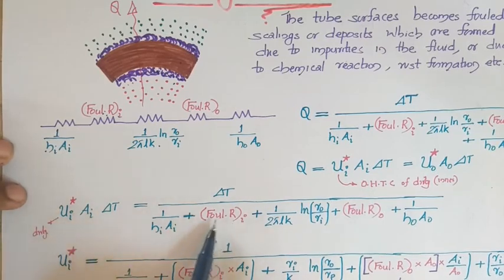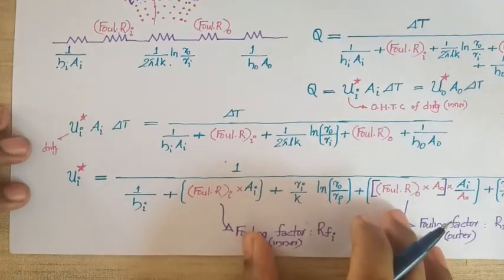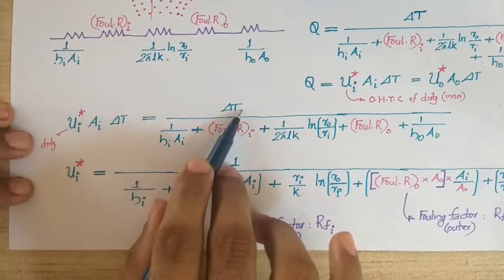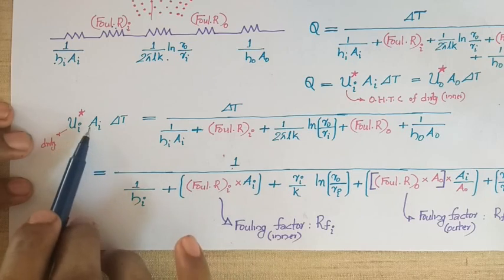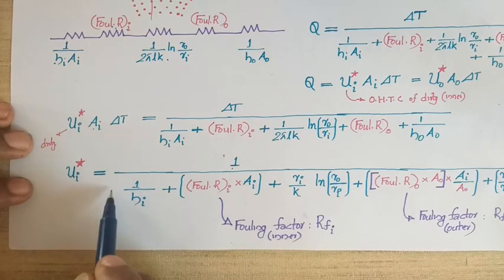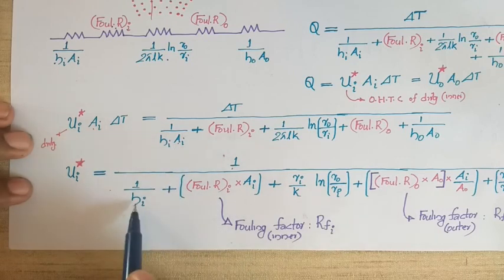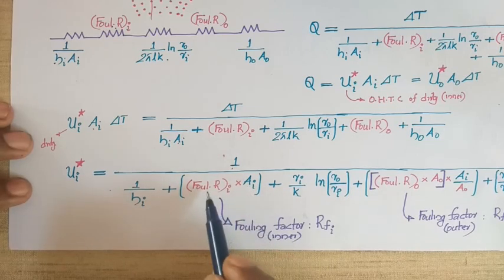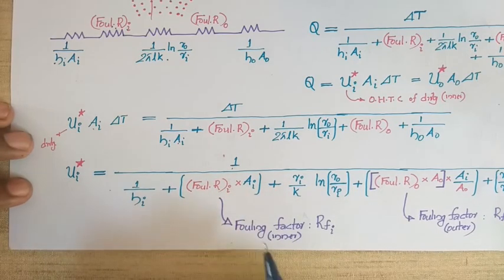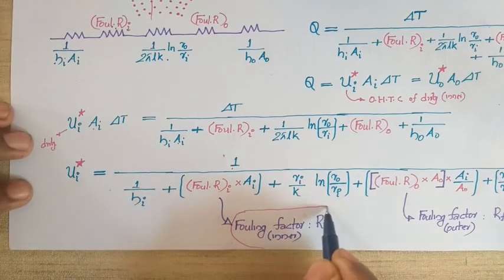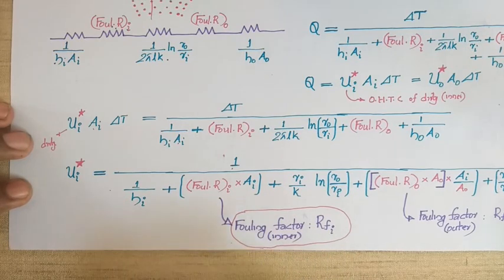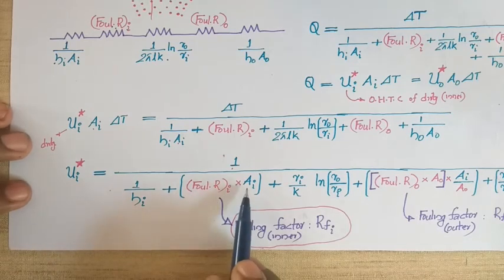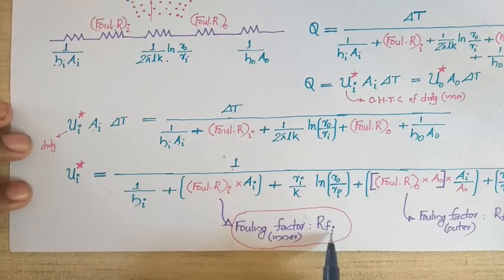You will be equating, so total resistance will be coming, and here this delta T will be cancelling, then 1 will be coming in the numerator, Ai will be coming in the denominator. So Ai into 1 by hi you will be getting, and along with this the fouling resistance you will be multiplying by Ai. This fouling resistance into Ai we will be calling a factor, which is known as the fouling factor, and I will be writing the product of fouling resistance and area as the fouling factor. This is fouling resistance at inner into area inner, which will be giving the fouling factor at inner, RFI.